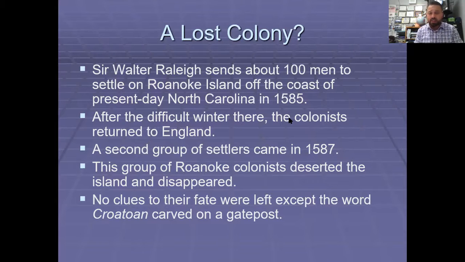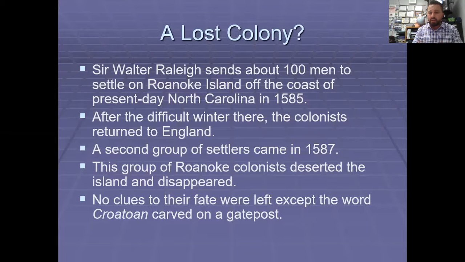Because at this point, the Spanish had colonies everywhere. The French started having colonies everywhere. The Dutch had colonies everywhere. The Portuguese had colonies everywhere. And Britain was the last group to really get into colonization. We talk about colonization in sixth grade, so I'm not going to go into it deeply here. But Britain decides to get into this, and Sir Walter Raleigh convinces the British government to allow him to come out and try to colonize something in North America.